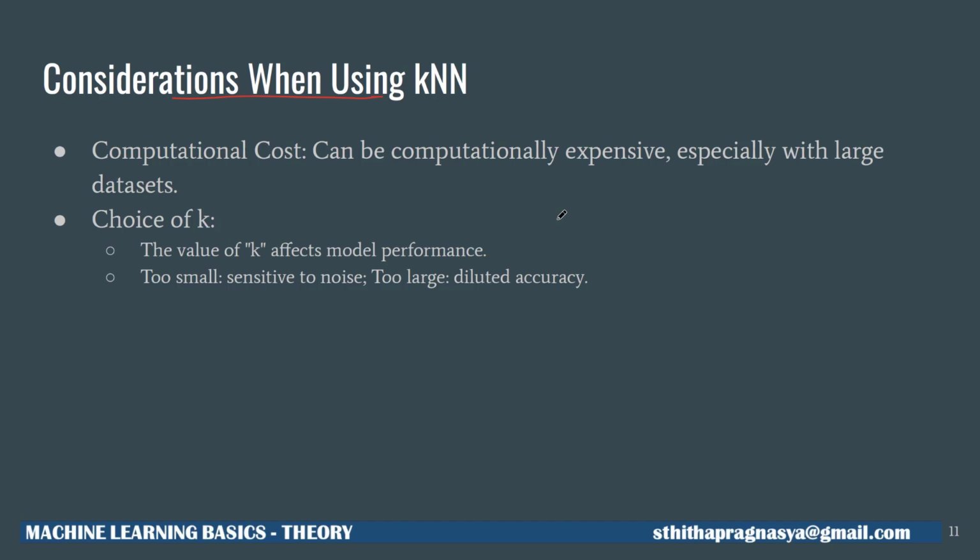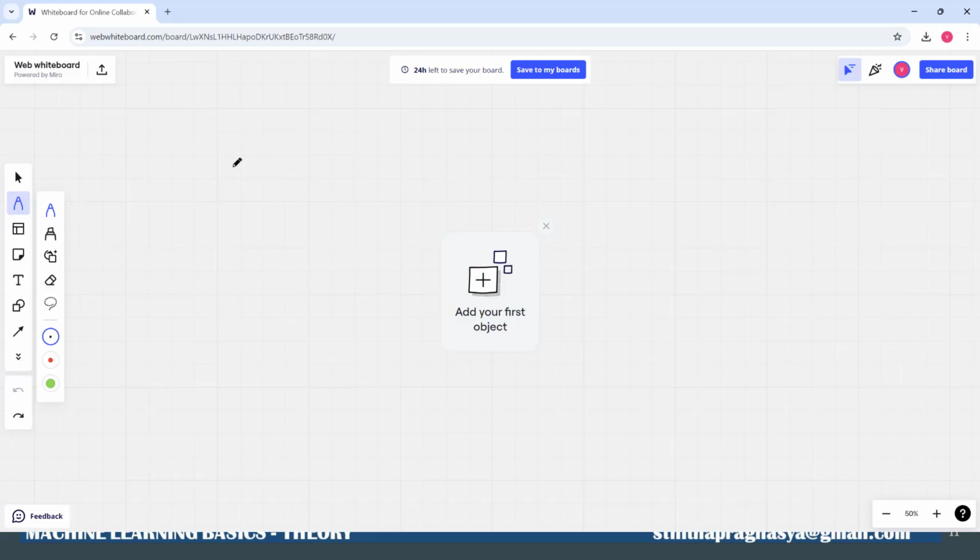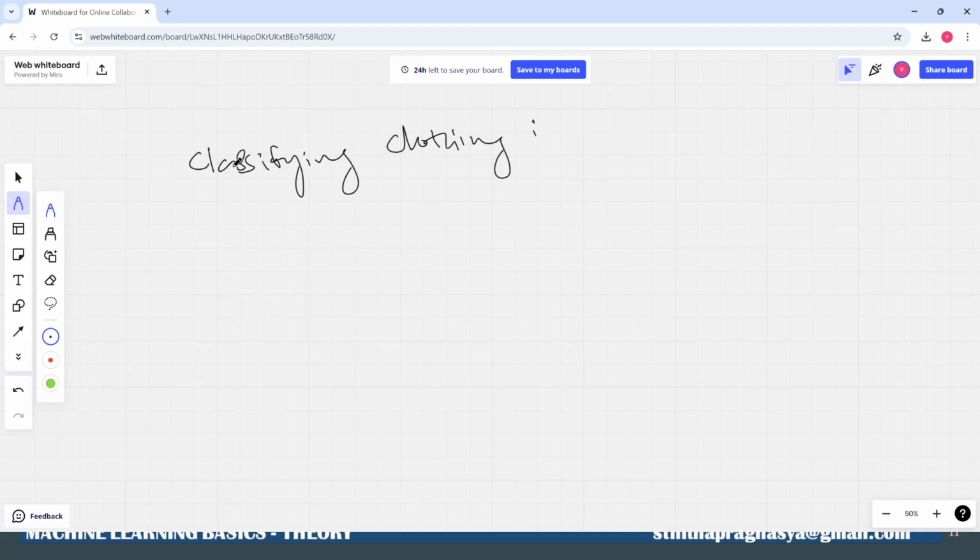Now let's go through step by step how kNN would work using a scenario. What is the scenario we are going to learn about? Classifying clothing images. Okay, so that's our scenario.